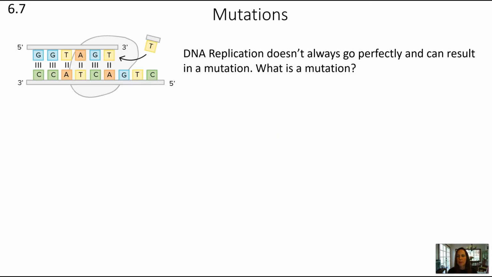All right, so sometimes things don't go always perfectly. And so now we're into Unit 6.7, where we're going to talk about mutations. So DNA replication is amazingly precise, but it's not perfect, and so we can get mutations.